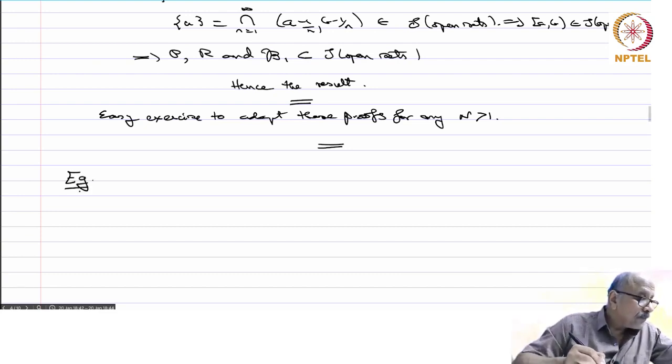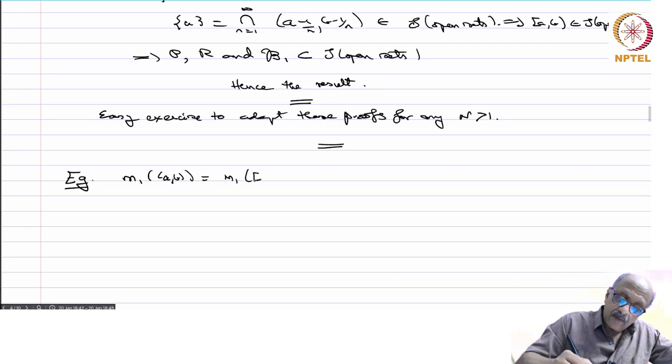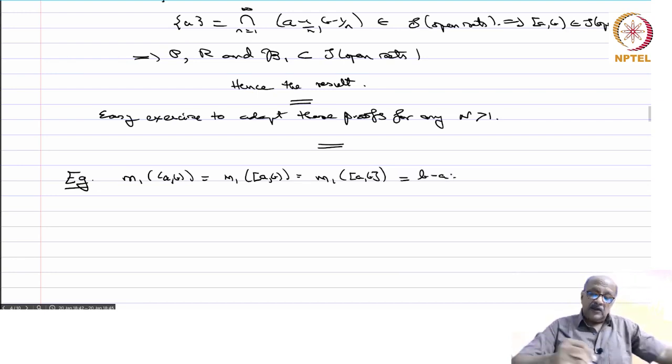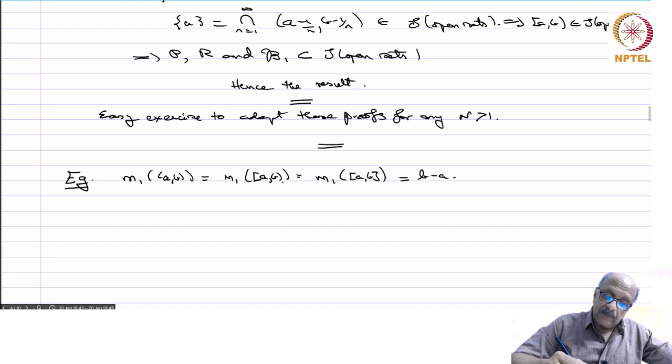For example, M1 of (a,b) equals M1 of (a,b] equals M1 of [a,b], each is equal to b minus a, because each is got by taking or adding or subtracting a point which is singleton, which has measure 0, and therefore this measure is b minus a, so both of these are also b minus a.